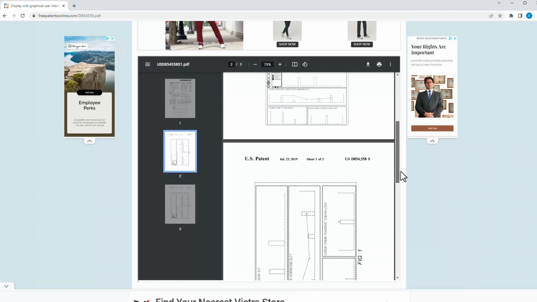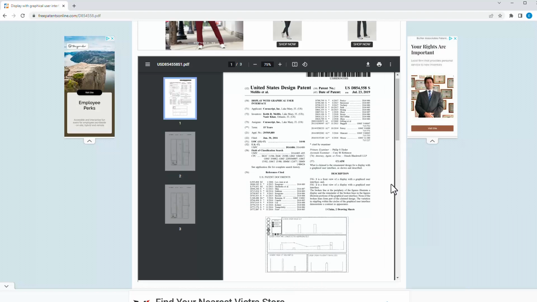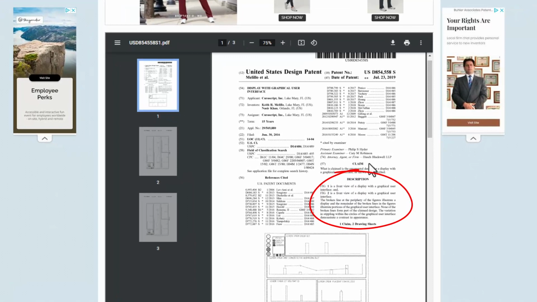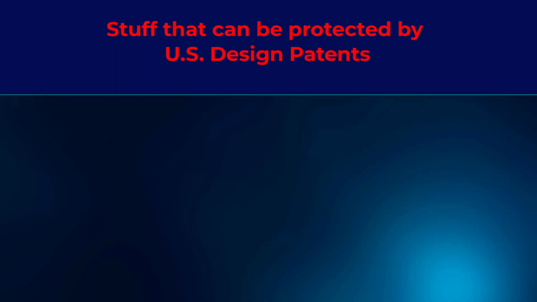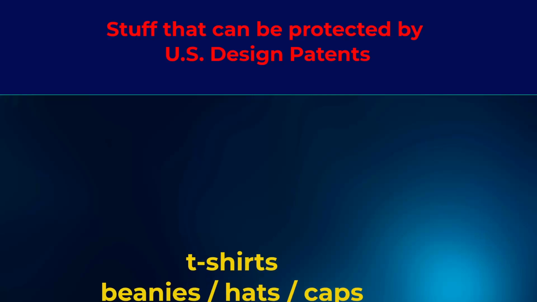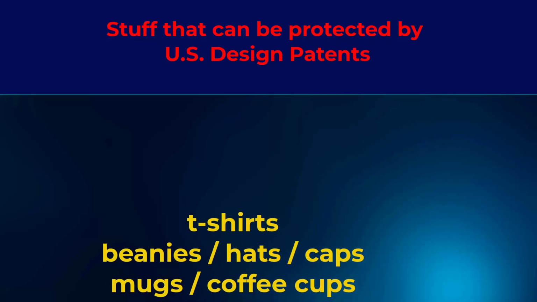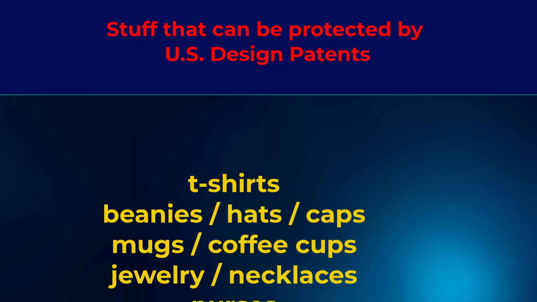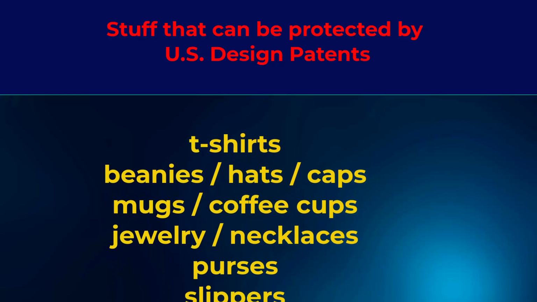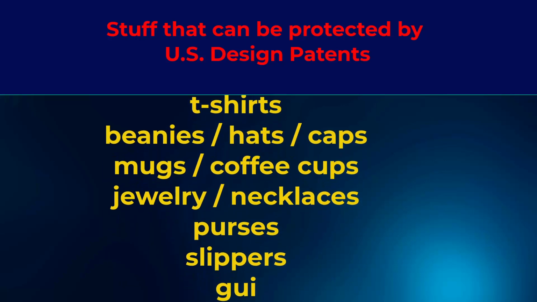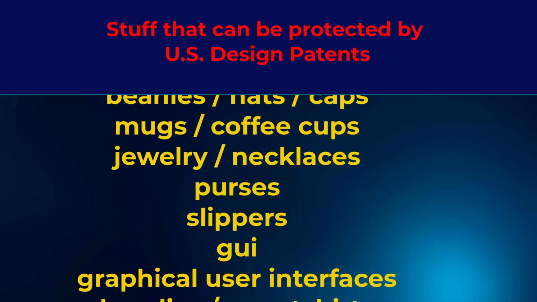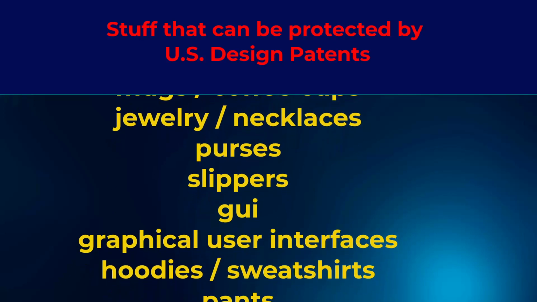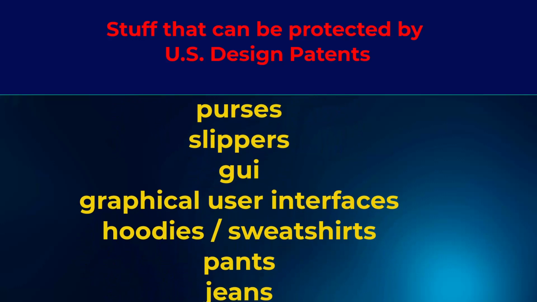And that type of information can be explained here on the cover page of the US design patent in the specification portion. It'll talk about what the broken lines mean. Okay, to summarize, we looked at a bunch of different examples. We looked at US design patents on t-shirts, on beanies, on mugs and coffee cups, on some jewelry like necklaces, on purses, on slippers, and on something a little bit more out of the box, on graphical user interfaces.